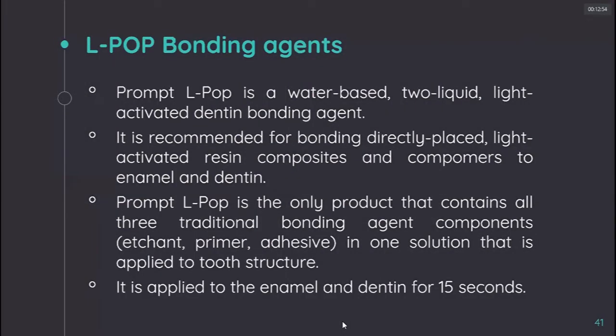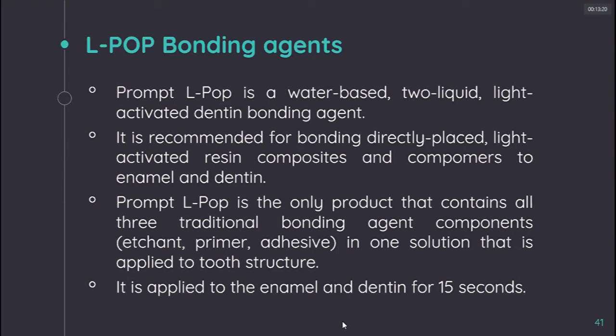L-Pop bonding agent. Prompt L-Pop is a water-based two-liquid light-activated dentin bonding agent. It is recommended for bonding directly placed light-activated resin composites and compomers to enamel and dentin. Prompt L-Pop is the only product that contains all three traditional bonding agent components, that is etchant, primer, and adhesive, in one solution that is applied to tooth structures.